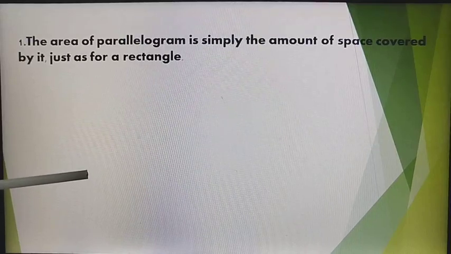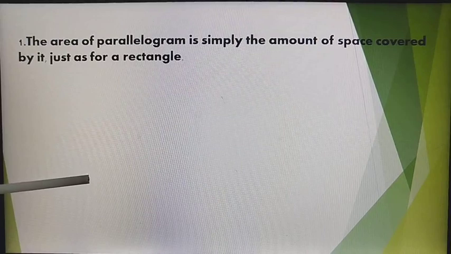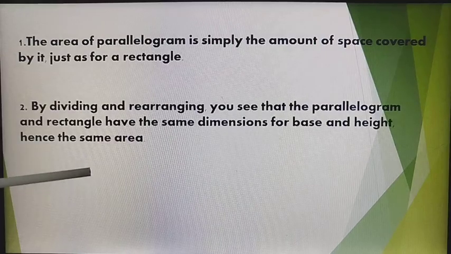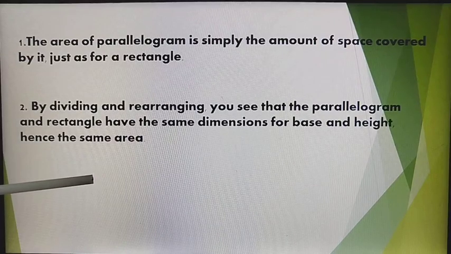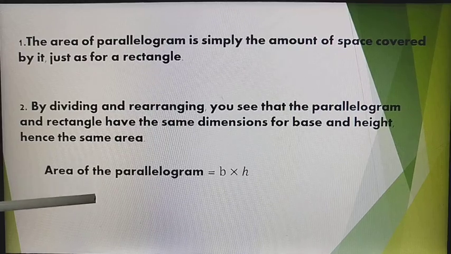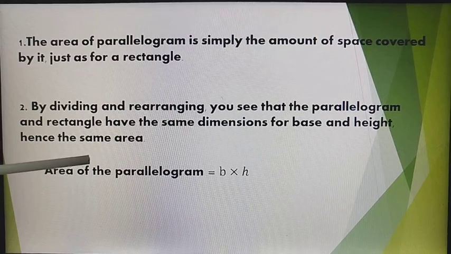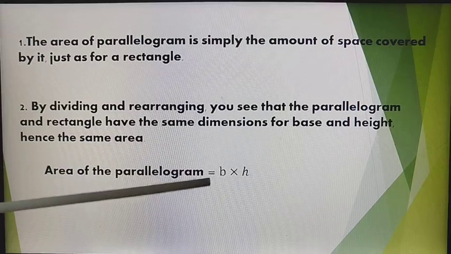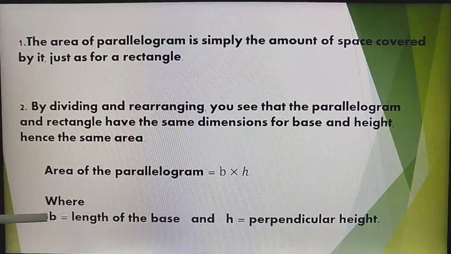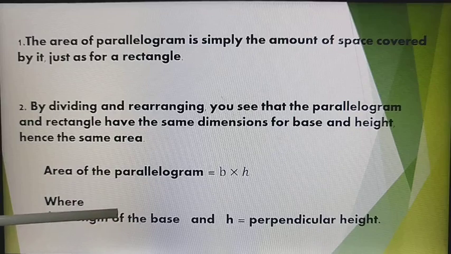Okay, so now we have learned that the area of a parallelogram is simply the amount of space covered, but it just behaves like a rectangle too. By dividing and rearranging, you see that the parallelogram and rectangle have the same dimensions for base and height and the same area. So it means that the area of our parallelogram is given by base times height, where b is the length of the base and h is the perpendicular height.